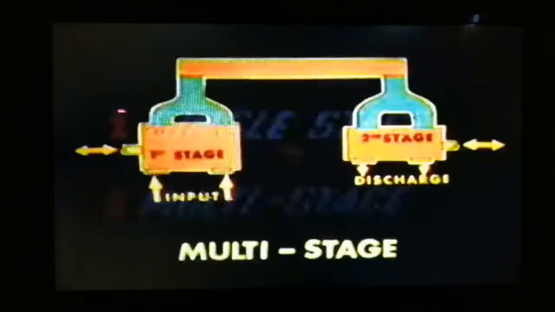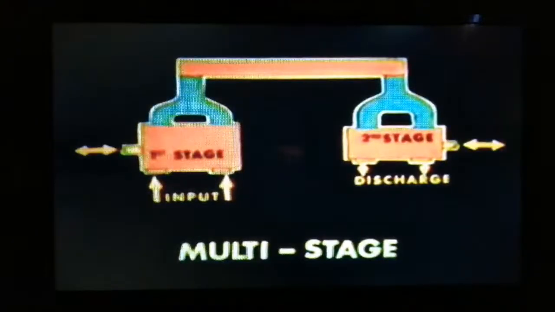We call this a single-stage compressor. Most power plants use more than one compression stage. A multi-stage compressor consists of 2 or more cylinders in series. Compression begins in one cylinder and is completed in a second cylinder.